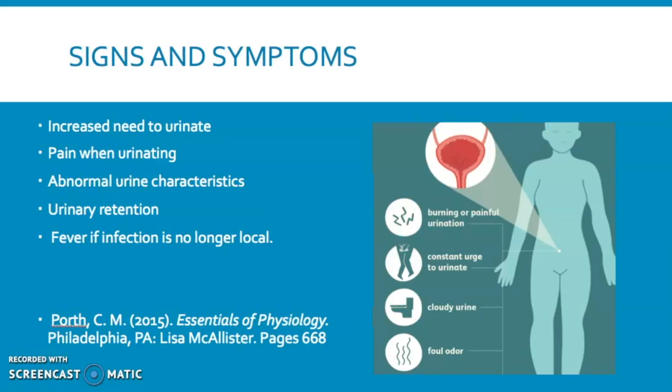The signs and symptoms of a UTI are going to be your increased need to urinate, pain when urinating due to the inflammation that's occurred, abnormal urine characteristics, so the bacteria has started to introduce itself into your urine, which will then cause changes that will be known if you do look at the consistency of it, urinary retention, and fever in the event that it goes systemic into your system where your body has to now try to fight it in any way possible. So with that fever, that also can point towards pyelonephritis, which is going to be something that's discussed later, that can be much more severe and much more intense in the event that it does occur.